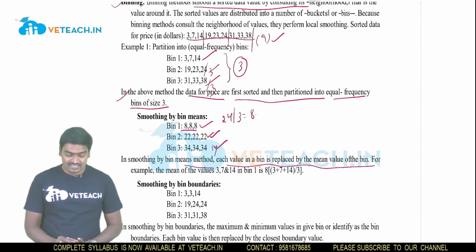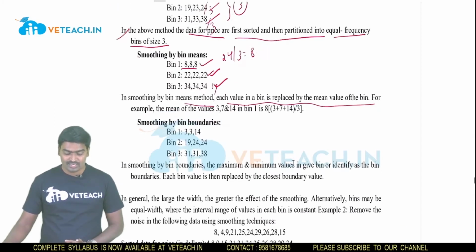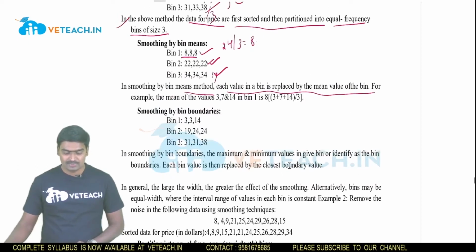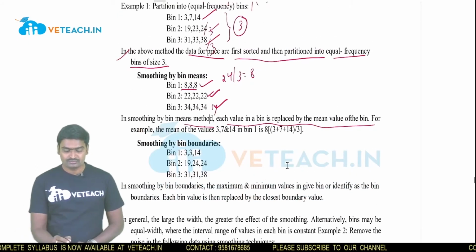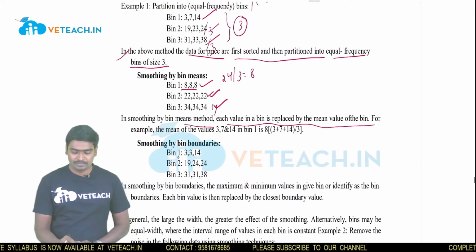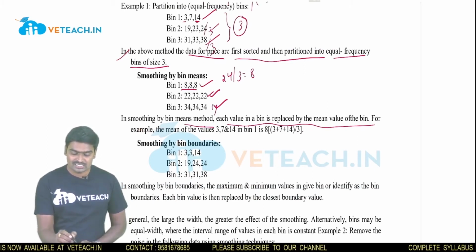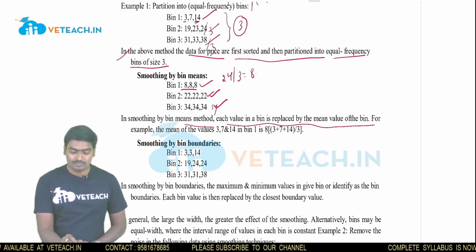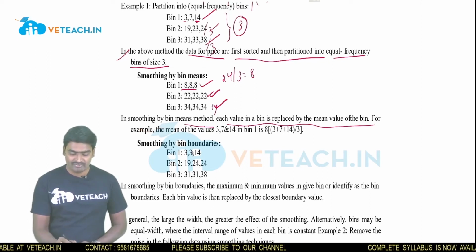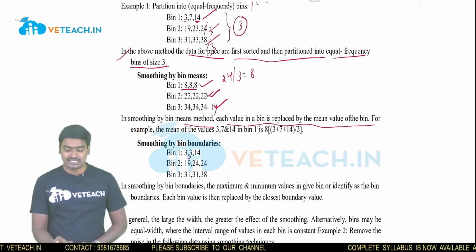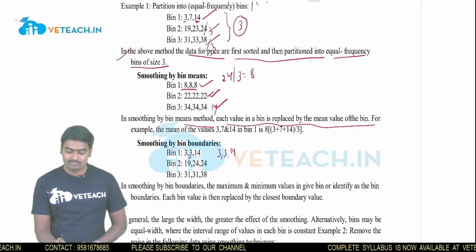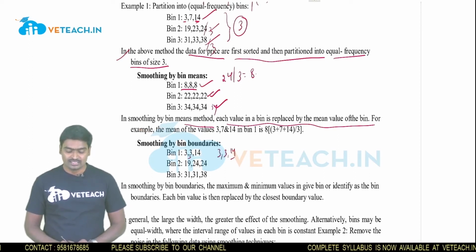So we can calculate it here, the smoothing by bin boundaries. What are the boundaries of this bin? What is the boundary of bin 1? The first boundary is 3 and the last boundary is 14. In between the boundaries, what value do we have? 3 only. So 3, 3, 14 are the boundaries of bin 1.